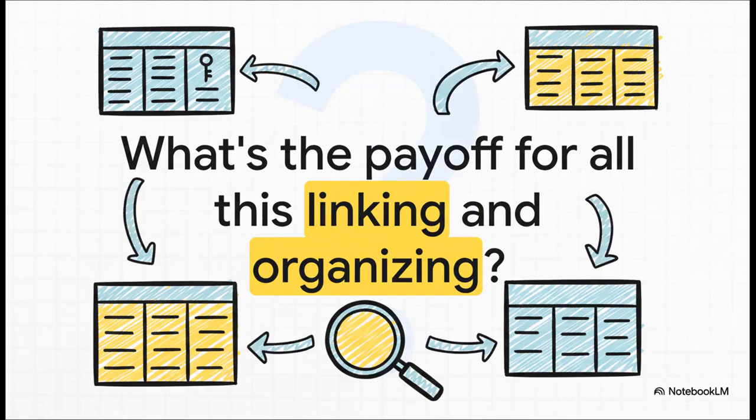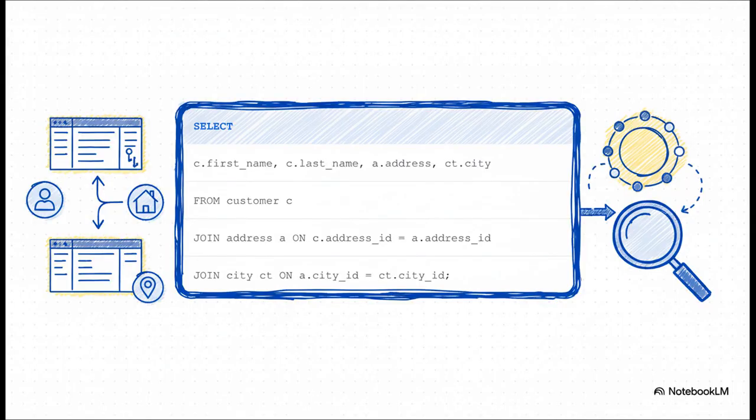So, we've organized our data, we've built these relationships with keys. You might be thinking, okay, that's a lot of setup. What's the payoff? Well, the payoff comes when we want to ask questions and get information out of the database. This whole structure lets us do something incredibly powerful. We unleash this power with a command called a join.